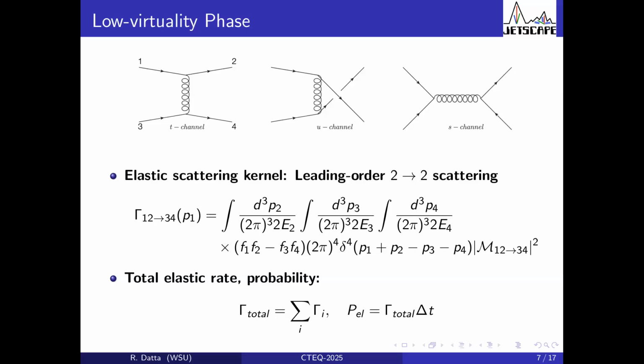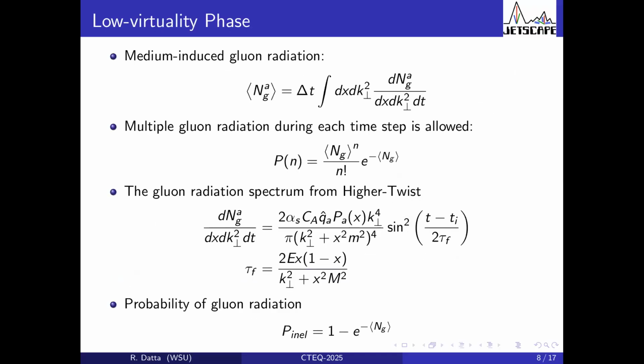The total elastic rate probability is given by the sum of all the different types of 2-to-2 processes that could happen. Like for quark and for gluon, there are two different rates. Along with the scattering, there is radiation as well.